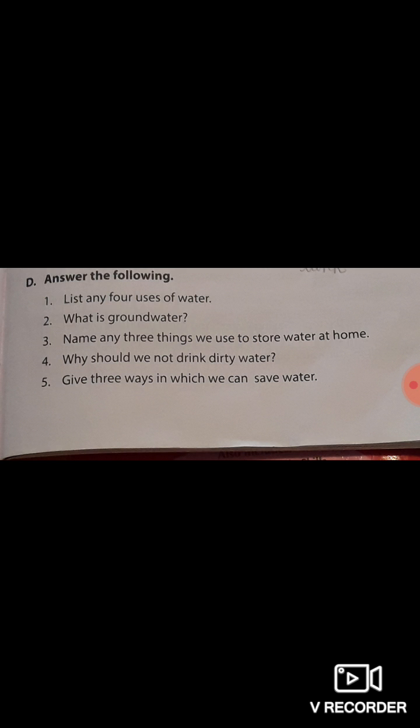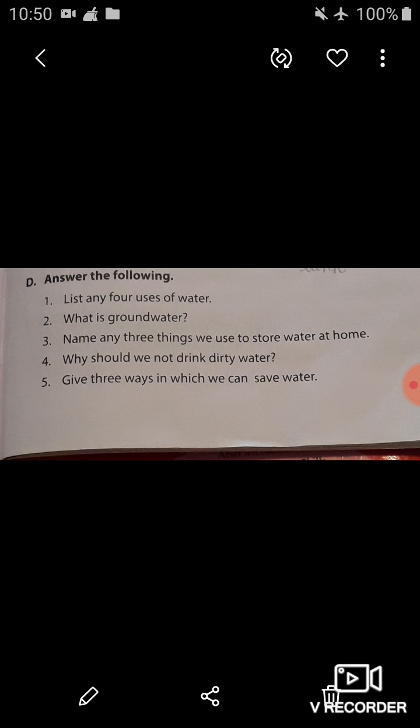So this was the answer of the questions that are given here. I think you understood about this question answer. You have to write this in your CW and fair copy with the help of the PDF that is given in your WhatsApp group.